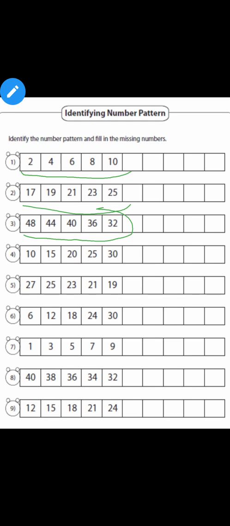In the fourth one, you can see that it is increasing by 5 each time. 10 plus 5, 15. 15 plus 5, 20. 20 plus 5, 25, and so on it goes, increasing by 5 each time. So it will go 35, 40, 45. This is how you do number patterns.